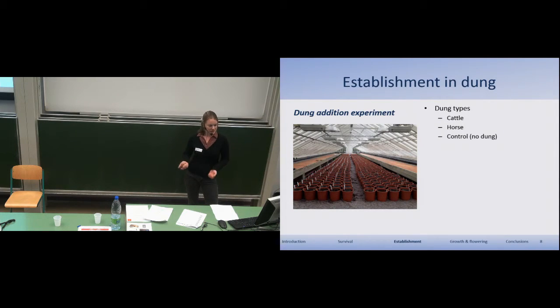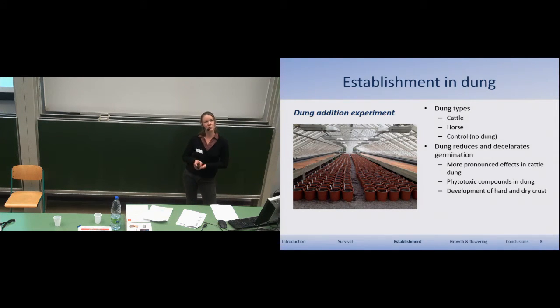So I did a second experiment, in which I tested the effects of cattle and horse dung on the germination of the same grassland species. And here the results were far more straightforward. Dung decelerates and reduces germination of all species.